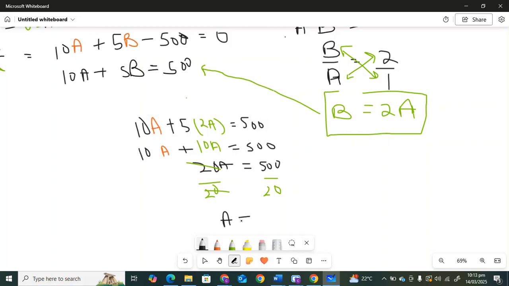So this person, to get maximum satisfaction, needs to get 25 apples. Now we also need to know how many bananas he needs to get. Since we've already got b equals 2a, and we know the value of a, you're going to say b equals 2 times 25, that is 50. So b should equal 50.